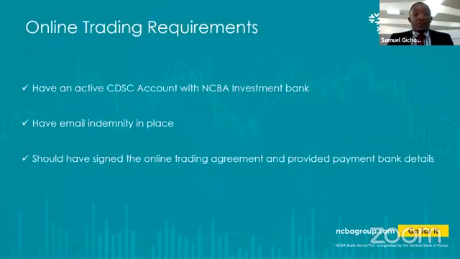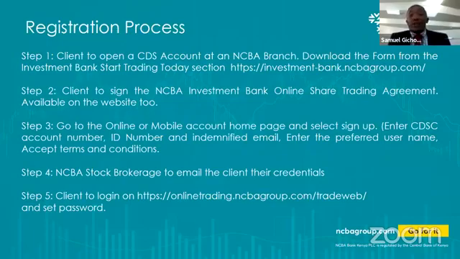The process of registration. First, you need to open a CDSC account at an NCBA branch. To open an account with us, you can go to any NCBA branch. Of course, for corporates, there are more requirements, including your different licenses and all that. But for retail clients, all you need is to visit any NCBA branch and have your ID copy, a PIN copy, and a photo, and that will be enough to open.